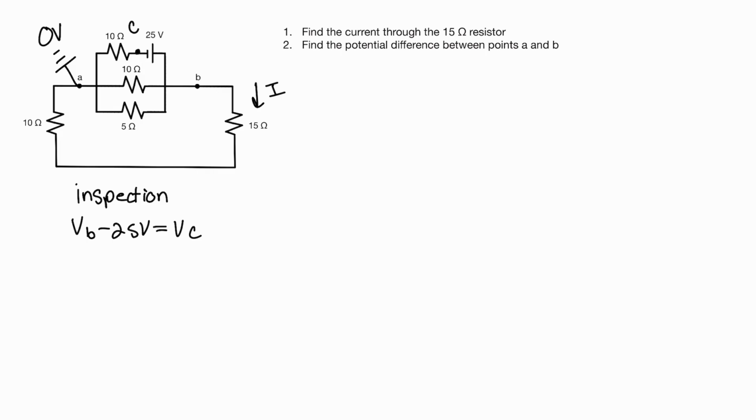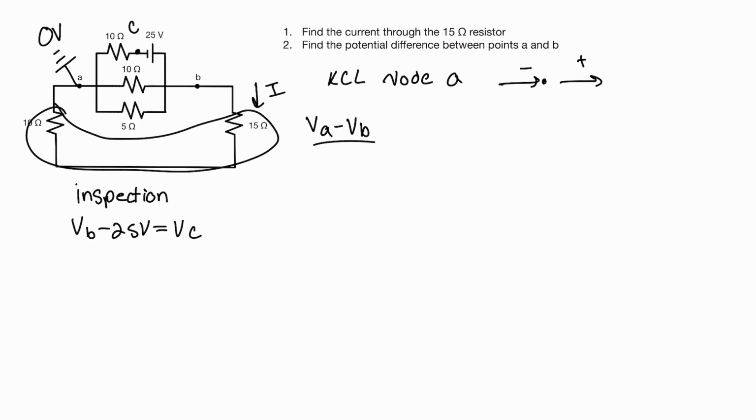So for nodal, aka KCL, we're going to be doing node A. And the way I do this is everything going into the point, all the currents are negative and all the ones going out are positive. So for this one, we will make our way around. So this current right here, we'll be doing VA minus VB. And then because the 10 ohm and 15 ohm resistor right here are in series, we can just add them.